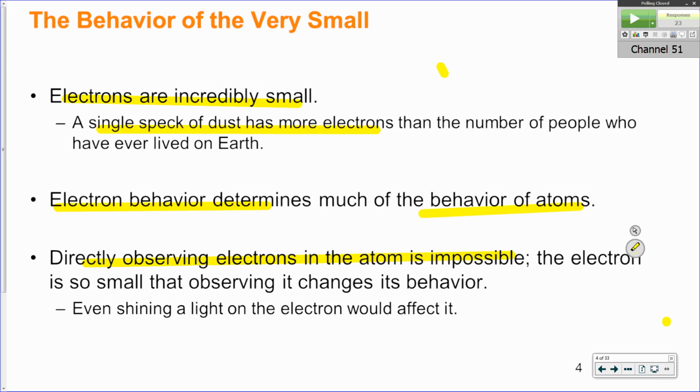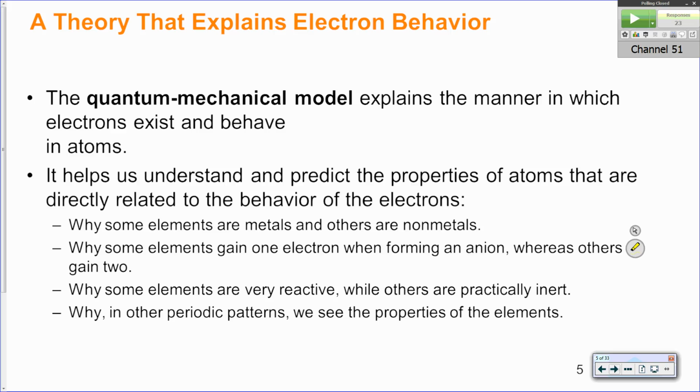Even if we tried to illuminate an electron by shining light on it, that would influence what's happening to the electron. It's just so small. So what the quantum mechanical model does is it comes up with a way of crudely explaining that electrons exist and how they behave in atoms. It comes up with a way for us to understand and predict the properties of atoms, and that's directly related to what's going on with the electrons.